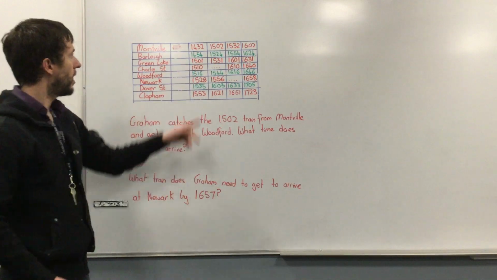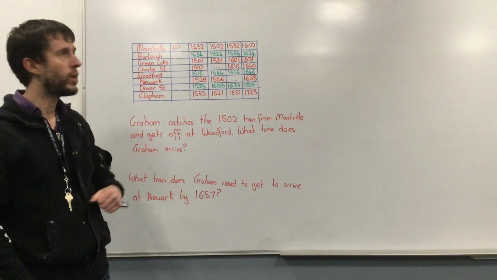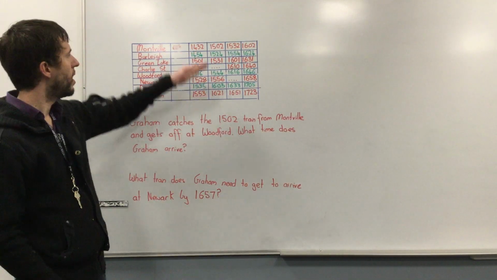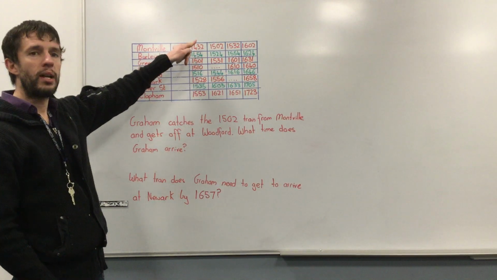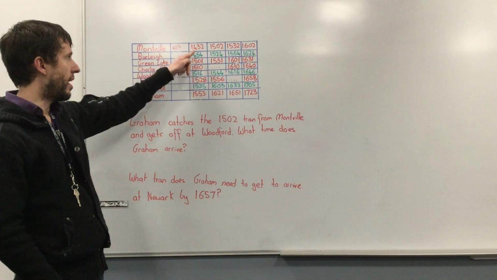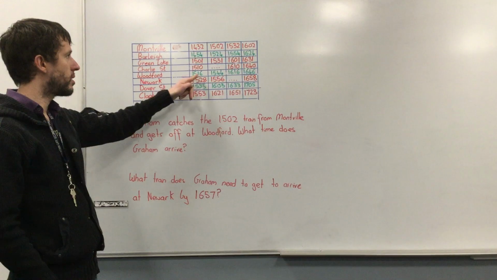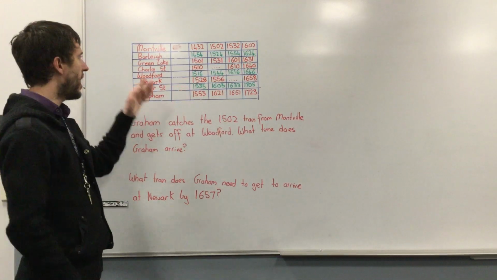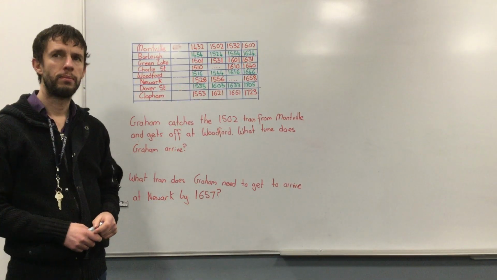our first time is 14:32, which is 2:32 p.m., and that is where the train starts, and as we go down it tells us the time of when it stops at each of those stations.